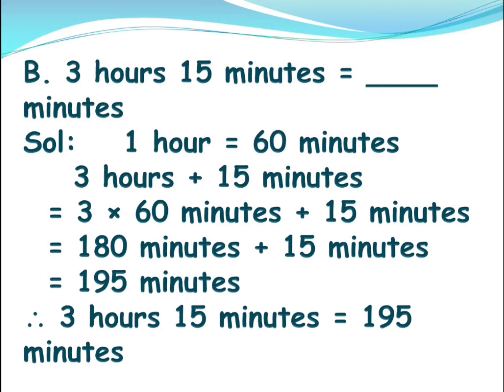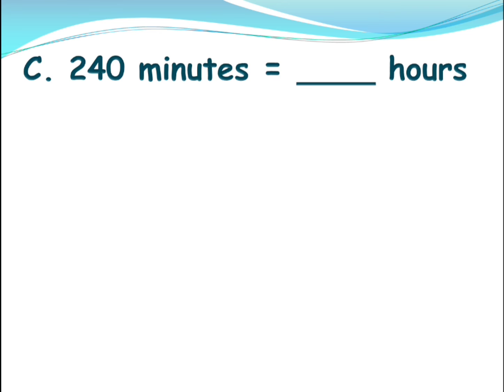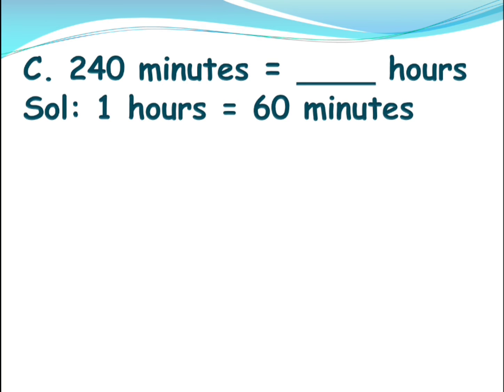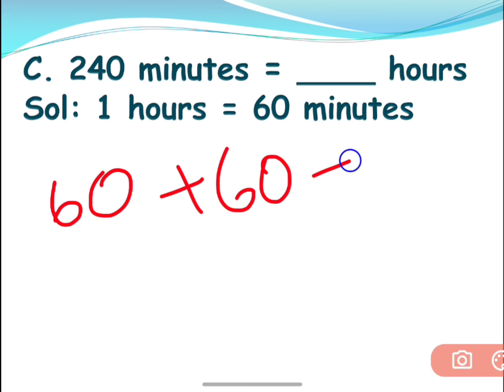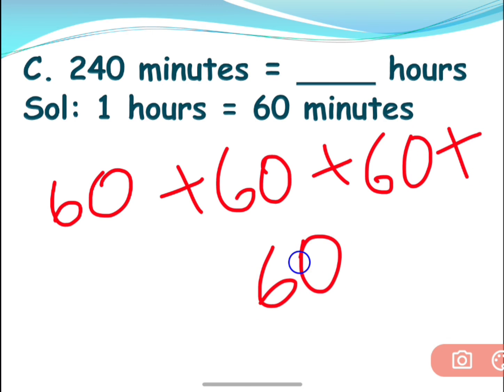Okay, children. So in this way, you need to convert from hours to minutes. Now let's see how to convert from minutes to hours. 240 minutes equal to dash hours. So children, you know 1 hour equal to 60 minutes. So what you will do is separate these minutes as 60 minutes, 60 minutes, 60 minutes, 60 minutes until you reach the total time they have given. So 1 hour is equal to 60 minutes. 60 plus 60 becomes 120 minutes, plus 60 is 180 minutes, plus 60 becomes 240 minutes.